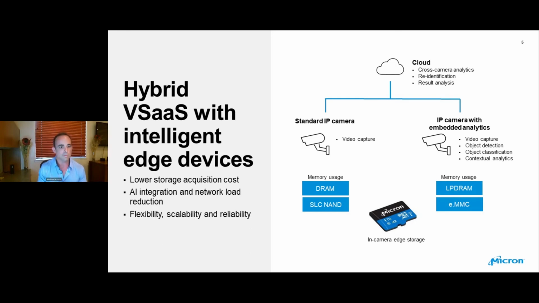Typically, by the way, a pretty low memory footprint inside of them. Some SLC NAND to store the code, some DRAM to run the image processing. But with the micro SD card, you're able to store the memory locally. And now, with the greater adoption of more advanced cameras, we're seeing a rapid uptick in IP cameras that have the ability to do this AI and machine learning interpretation locally in the devices. So in addition to just the basic video capture, they're able to do object detection as well as object classification and contextual analytics.